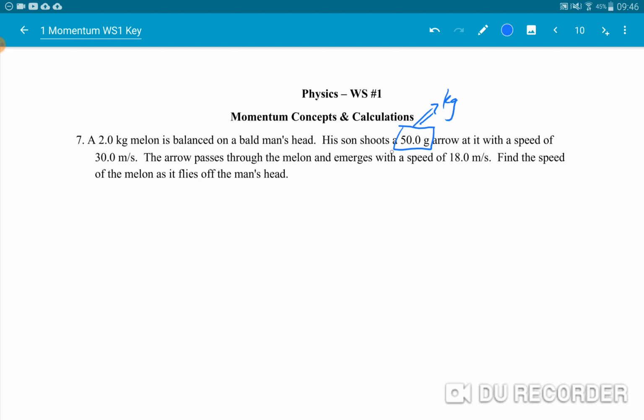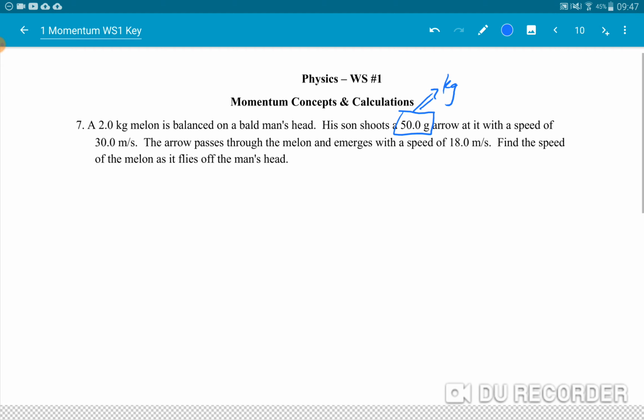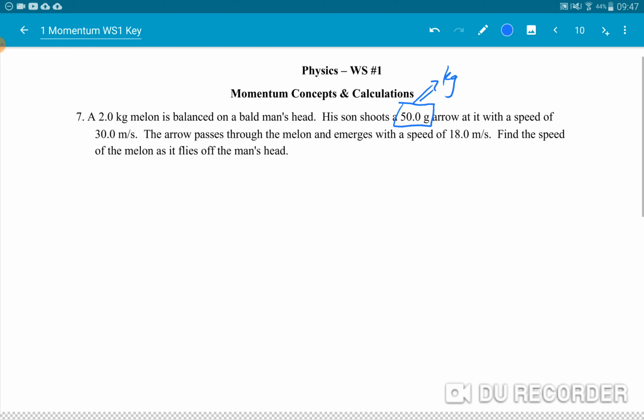So his son shoots a 50-gram arrow at it with a speed of 30 meters per second. The arrow passes through the melon and emerges with a speed of 18 meters per second. Find the speed of the melon as it flies off the man's head. So the melon is going to fly off the man's head.